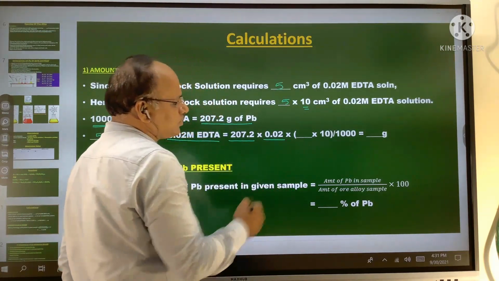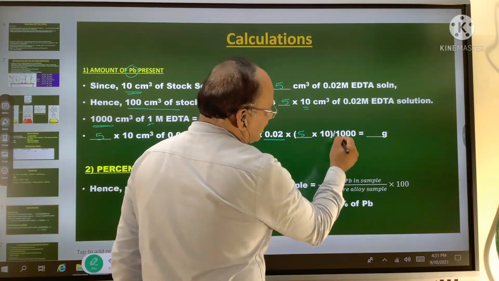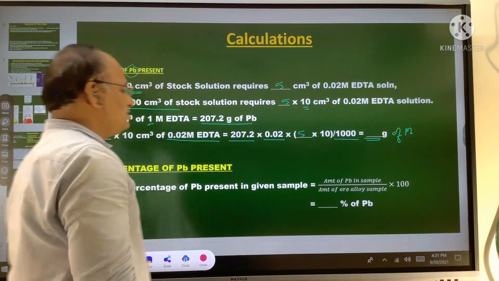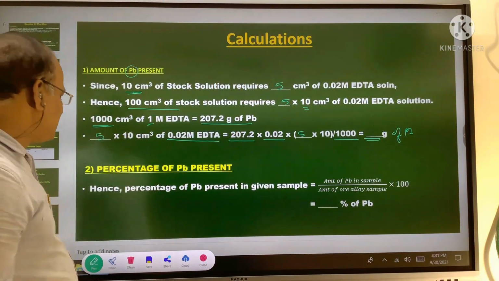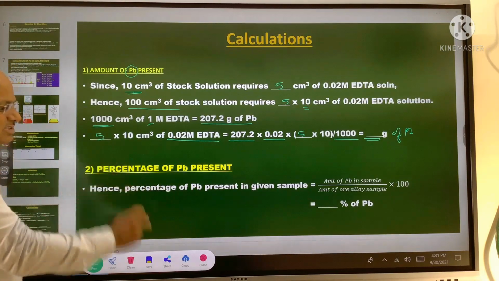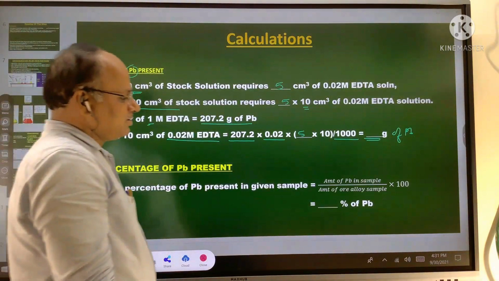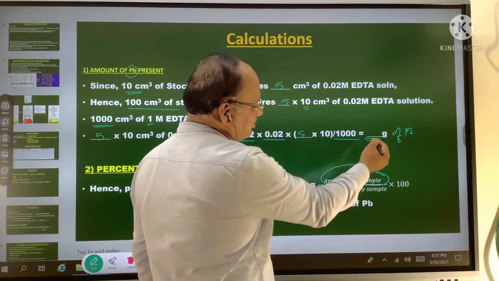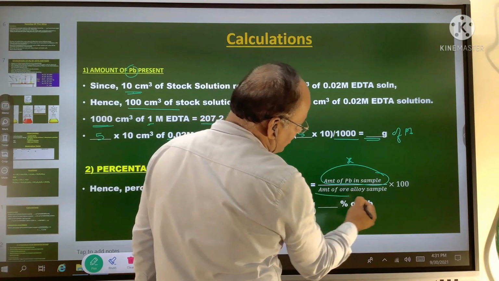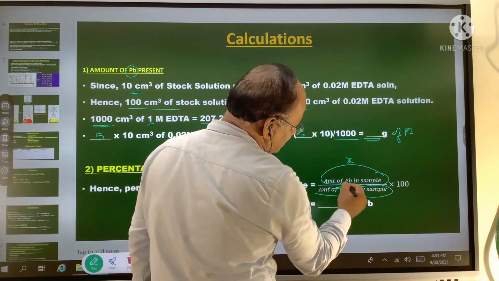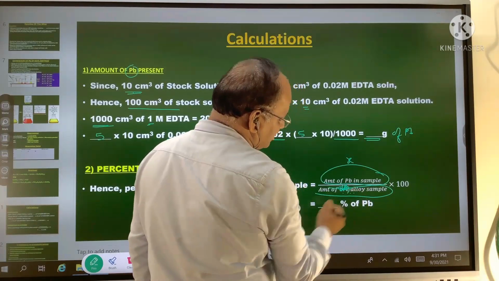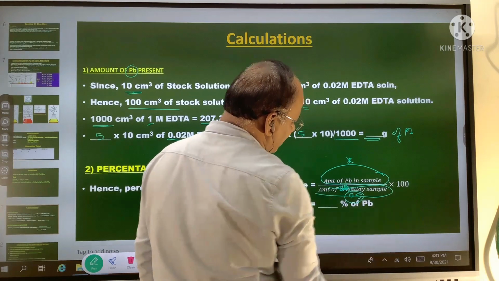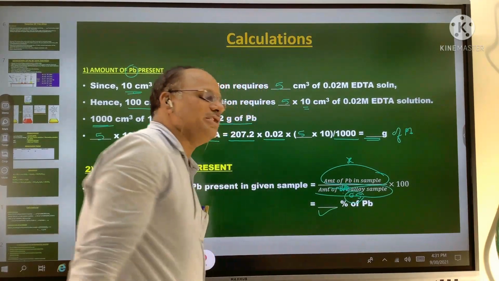207.2 into 0.02 into 5 into 10 divided by 1000 gram of lead is present in the given sample of that alloy. Then if you want to calculate the percentage of the lead present, you take the amount of lead present in that sample, suppose this amount is x, divided by the amount of the alloy sample given, that is 0.5 gram, and multiply it by 100, then you will get the percentage of the lead.